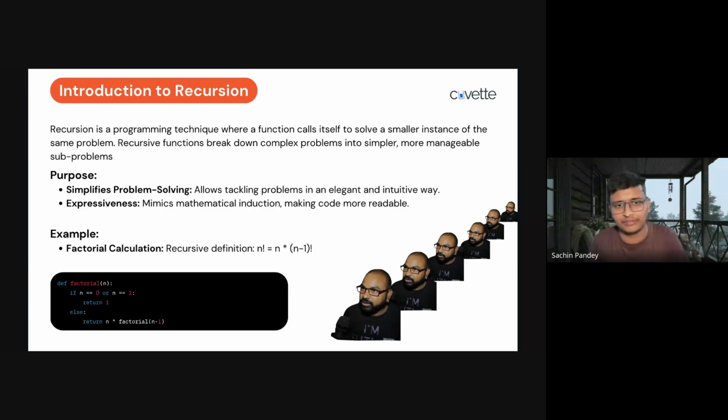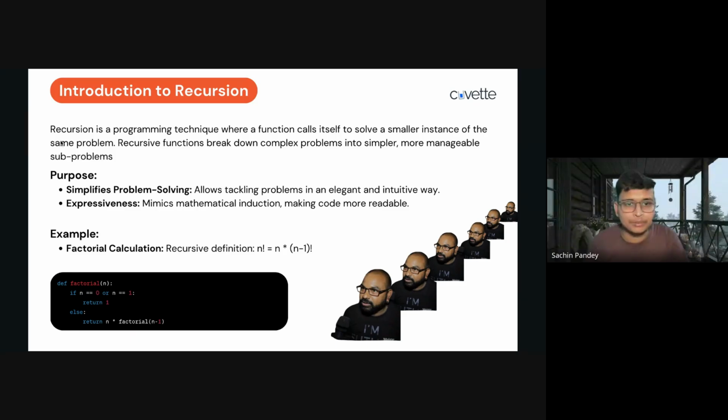So in simple words, recursive functions break down complex problems into simpler, more manageable sub-problems. If we have a big complex problem, recursion breaks it into smaller problems, which can be managed very easily. When you solve each of those sub-problems and combine the answers, the bigger problem that you got automatically gets solved. So that's how recursion works, and a basic intro to that.